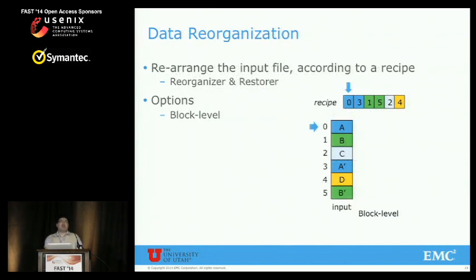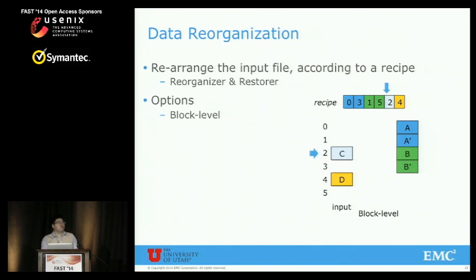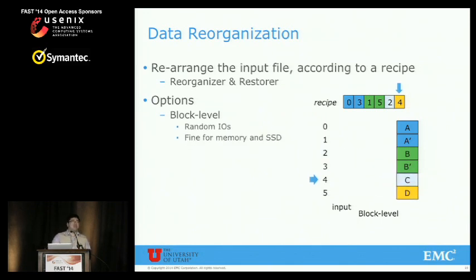So for data reorganization, what it does is rearrange the input file based on the recipe. This is what the reorganizer and the restore will do. So one intuitive approach to do data reorganization is simply, for every block required by the recipe, you go to that location and you fetch that block. And the animation shows such an example. So from this example, we can see that this approach involves many random IOs.